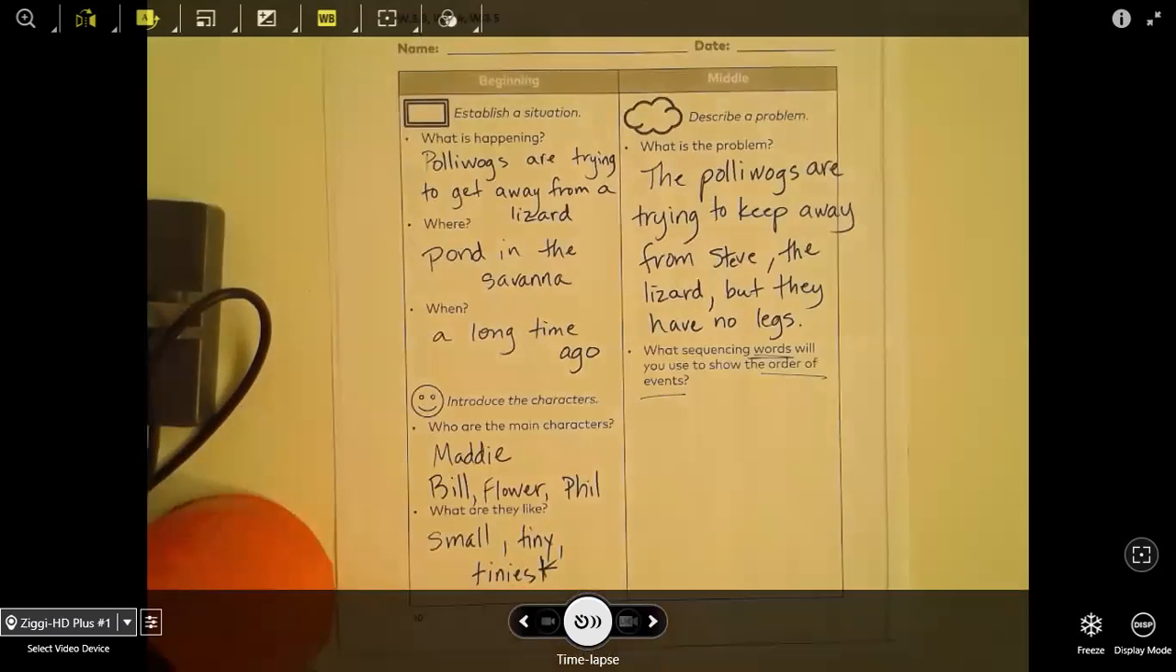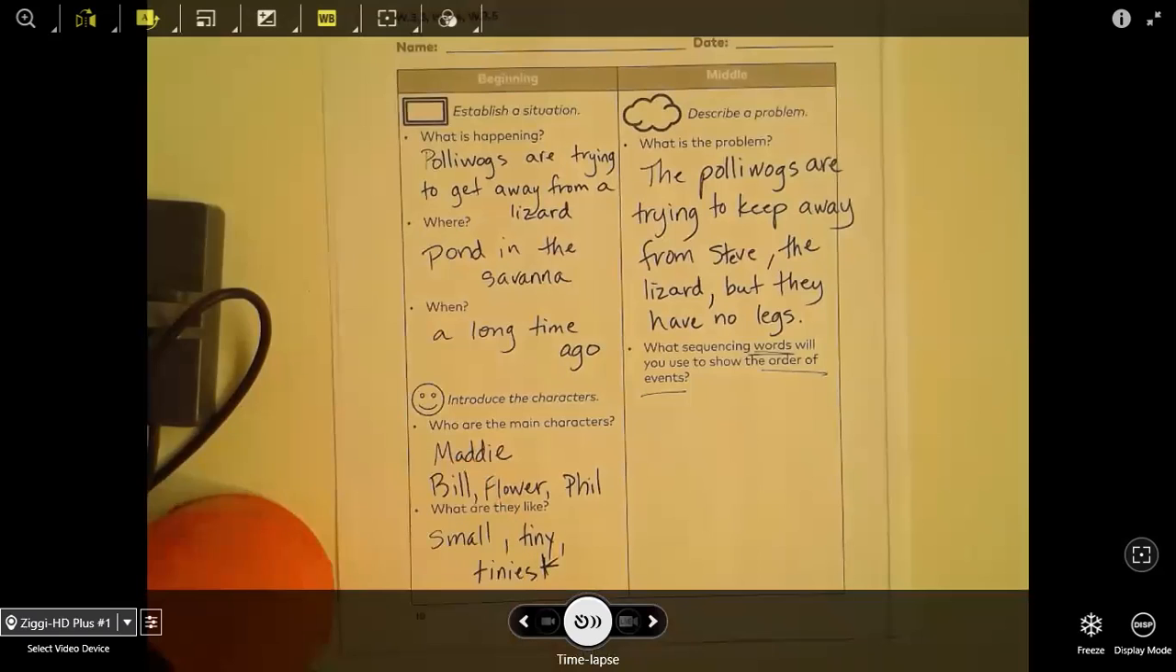Because right now, the whole point of this is why pollywogs wiggle. So they're in the water, in the pond, right? Along comes a lizard. Lizard's trying to do what? Eat them. So to eat them, to kill them, right? So Steve is hungry. But we're focusing on our main character, Maddie. What would Maddie be feeling most likely?